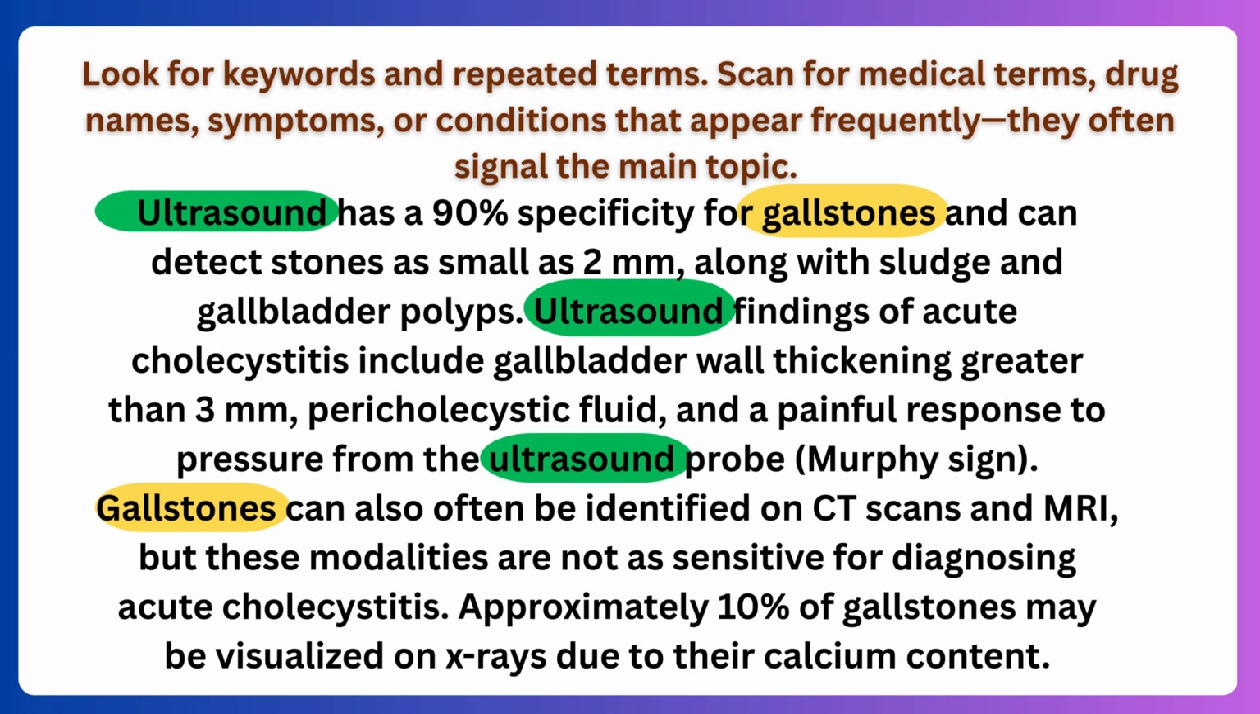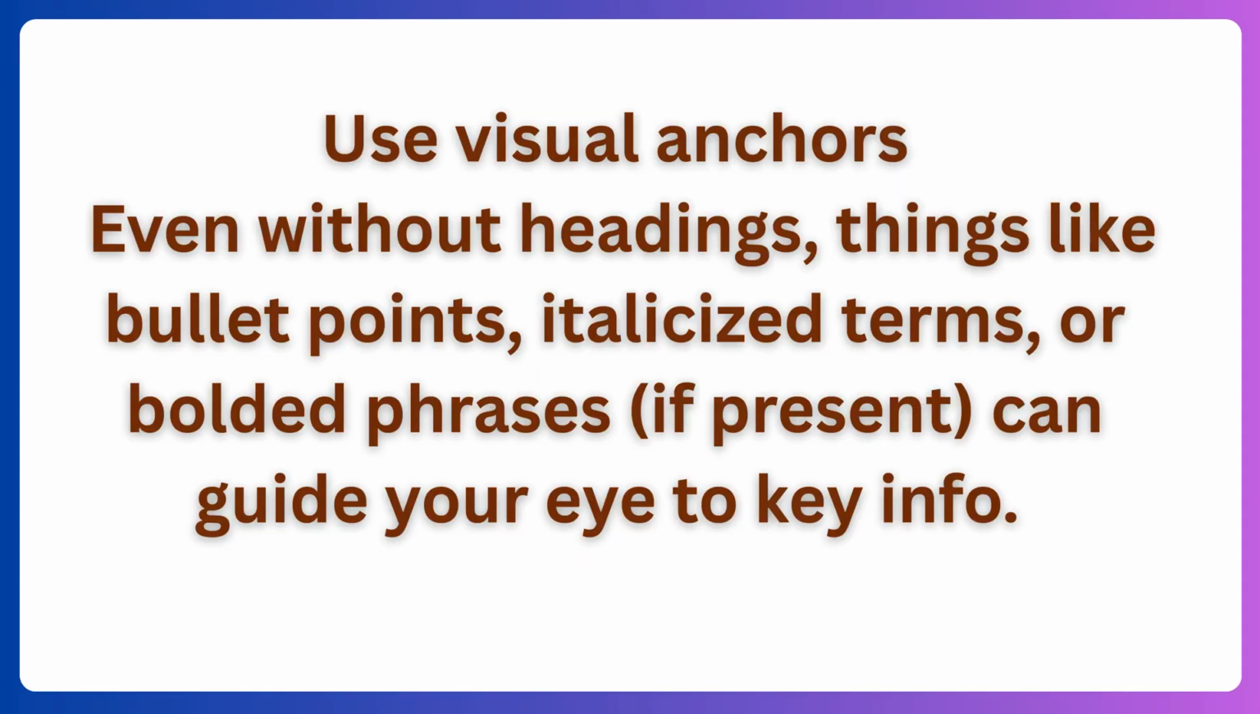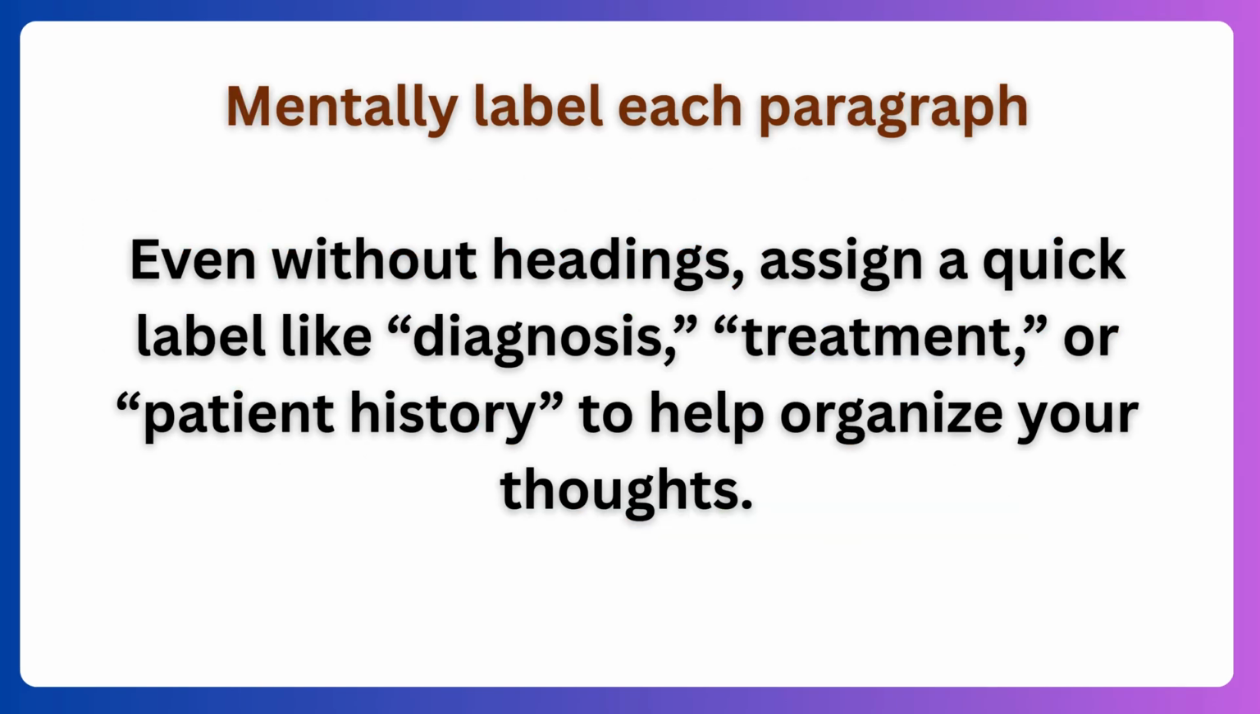Look for keywords and repeated terms. Scan for medical terms, drug names, symptoms, or conditions that appear frequently. They often signal the main topic. Use visual anchors. Even without headings, things like bullet points, italicized terms, or bolded phrases, if present, can guide your eye to key info. Mentally label each paragraph. Even without headings, assign a quick label like diagnosis, treatment, or patient history to help organize your thoughts.